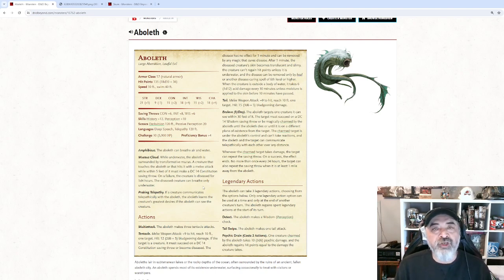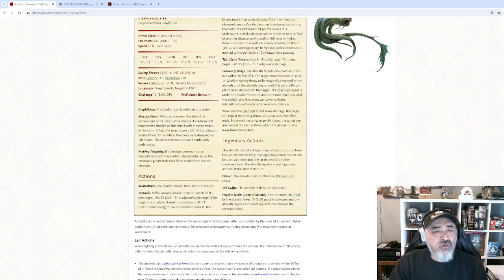Rule number two, knowing its abilities. Know what it can do. I spoke about the mucus cloud a little bit ago. This is its primary defense. Whenever a creature is within 5 feet of it or touches it or hits it with a melee attack while within 5 feet, it makes a DC 14 Constitution saving throw. The creature is then diseased for 1d4 hours, and it can only breathe underwater at that point.